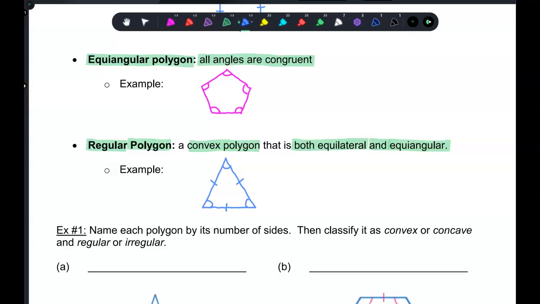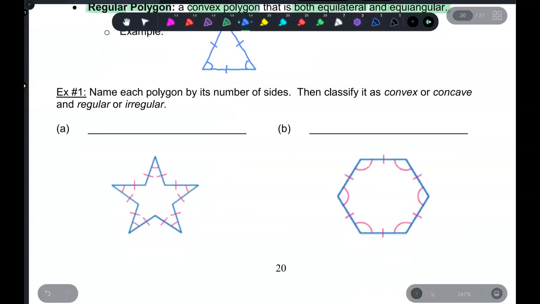All right, let's take a look. Example 1. We have some polygons here, and we want to do 3 things. We want to name it by the number of sides, classify it as convex or concave, and then regular or irregular. So we've got 3 things we want to list: name, convex or concave, regular or irregular.